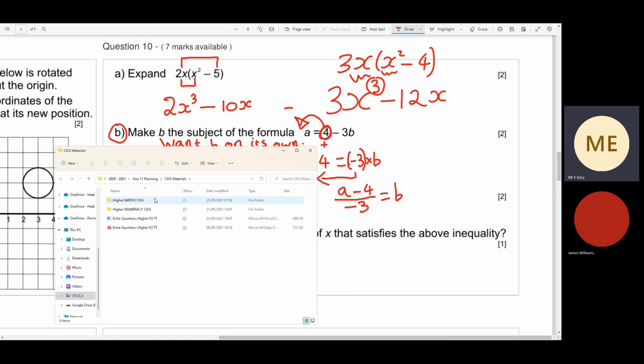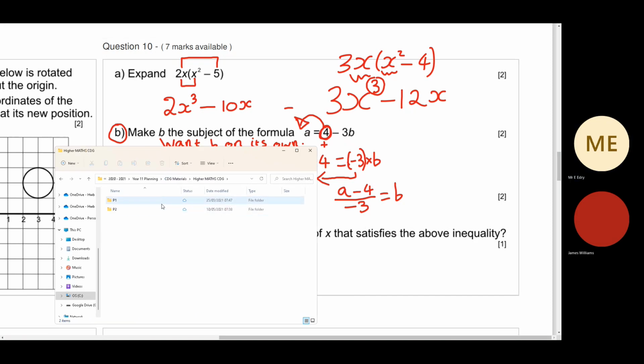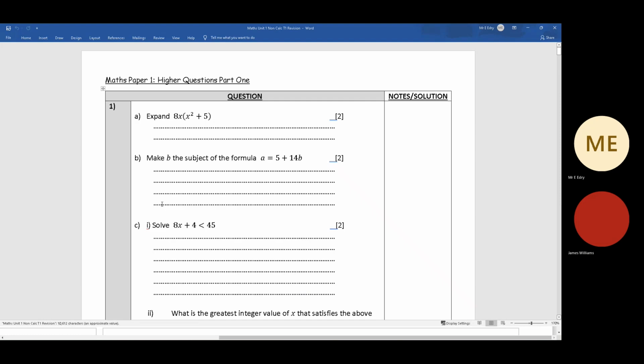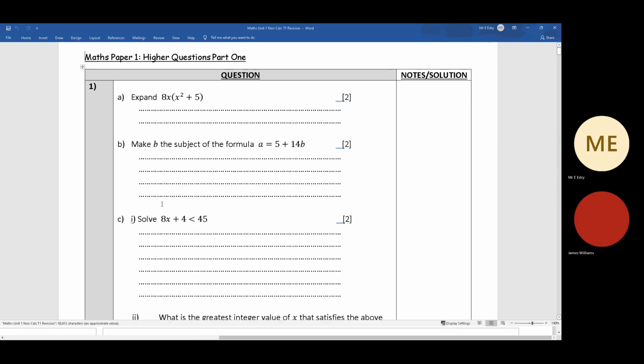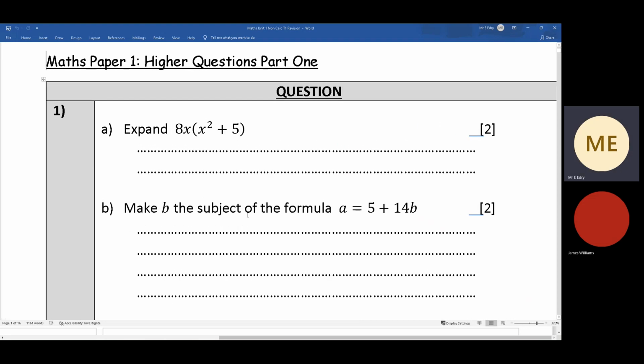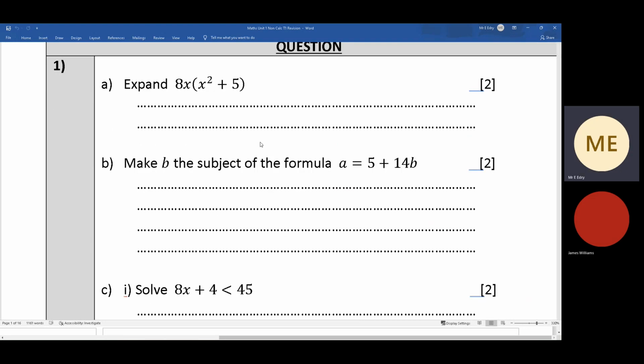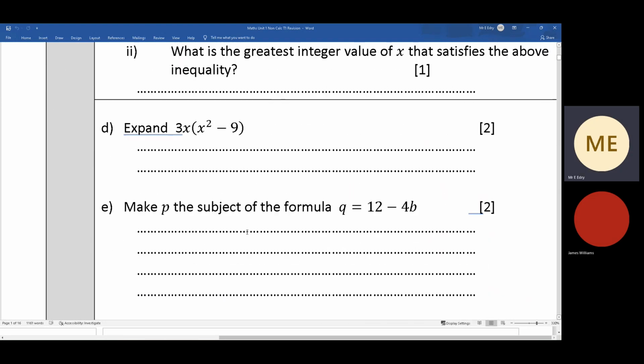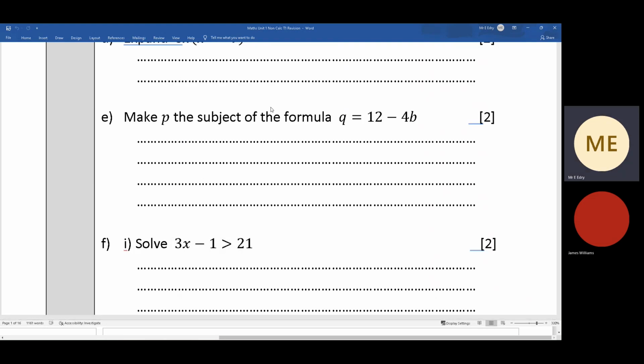Okay, so I'll just get one up here. Right, so if we look here, make B the subject of this formula. Let me just go down actually. There we go. So make P the subject of this formula. So let me change that to P. Okay, so we need to make P the subject of this formula.